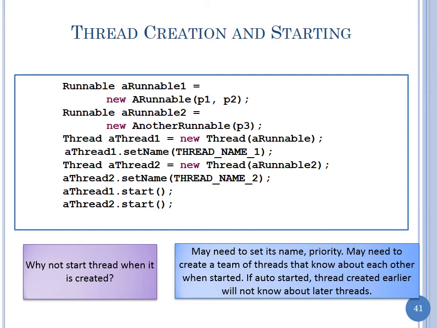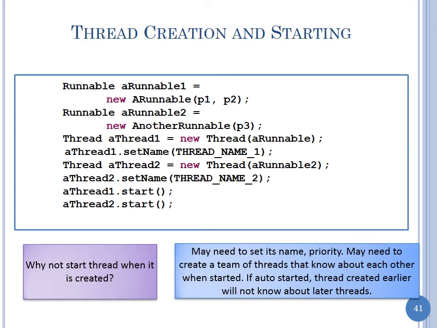Okay. So we may need to set its name and priority and other attributes. We may need to create a set of threads that know about each other. That means they have references to each other. And if it auto started, threads created earlier would not know about later threads. Okay? So that is a reason to have these two be decoupled. It gives you more flexibility. And if you want to auto start it, just define a library procedure that creates and starts a thread. Okay? So by decoupling things, you get more flexibility.